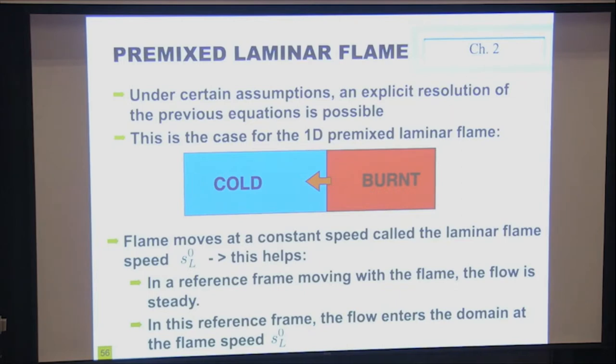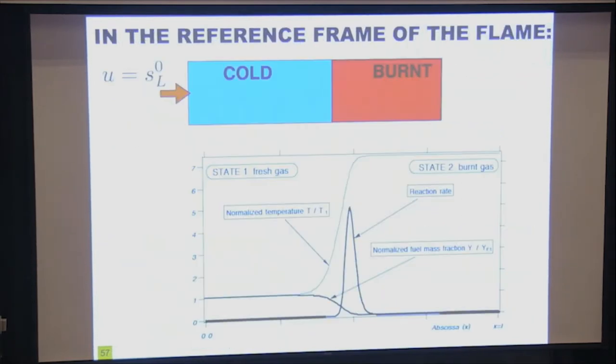So by the way, you see why people started looking at that: they thought that they could solve the problem. And that's the resolution that we are going to do. I just want to show you the results before we start. The fuel mass fraction will look like this. So there is fuel in front of the flame. There is no fuel behind the flame. For a lean flame, everything will burn.